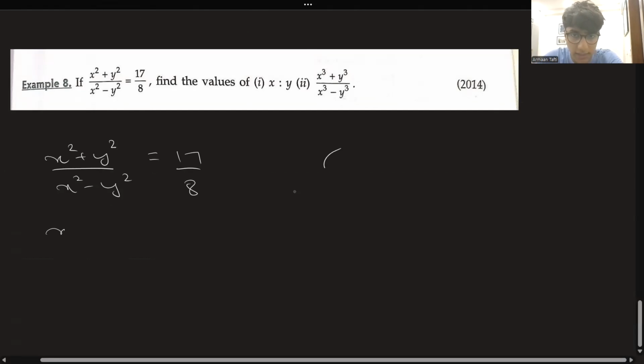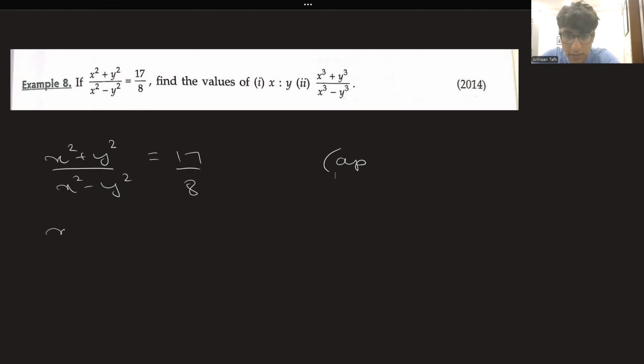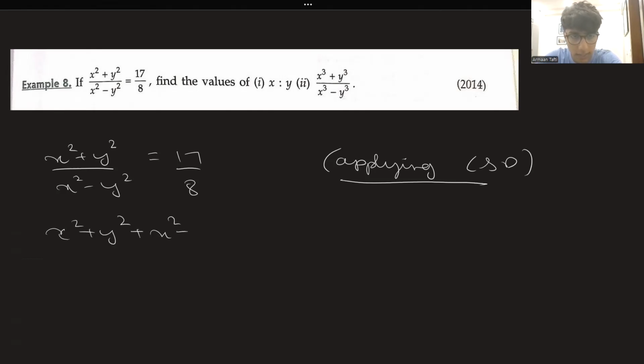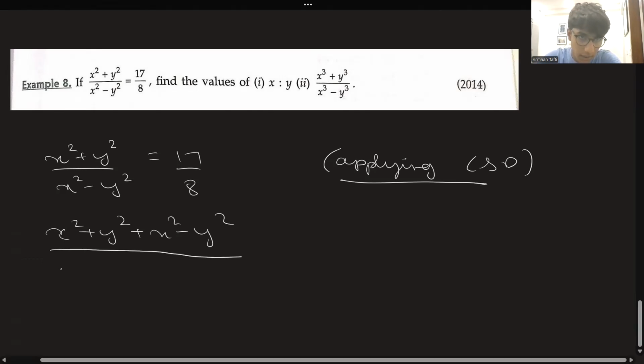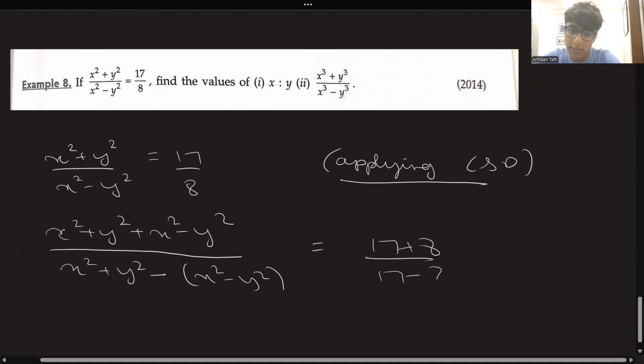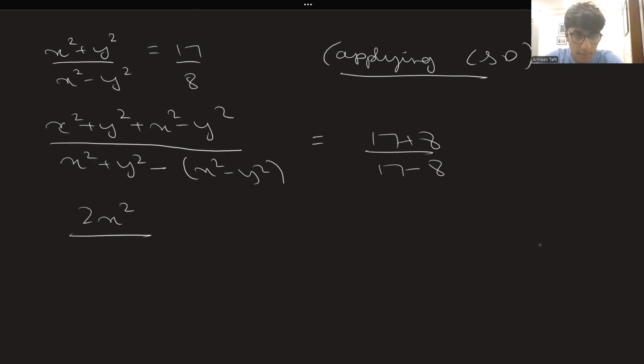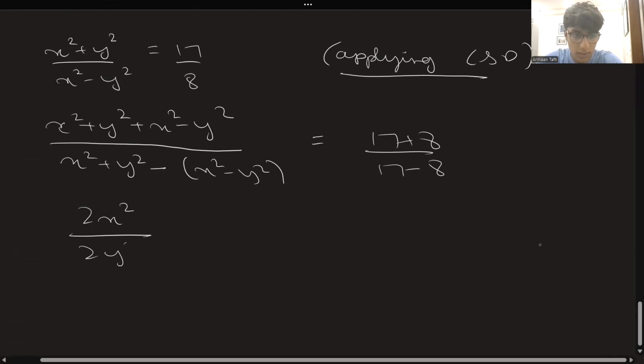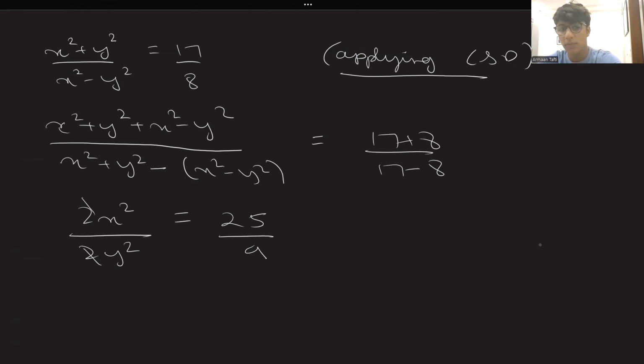So we have, applying C and D, right? X square plus y square plus x square minus y square divided by x square plus y square minus x square minus y square equals 17 plus 8 by 17 minus 8. And so that's what? 2x square in the numerator. And x square gets cancelled at the bottom. You get 2y square here equals to 25 over 9. Cancel the 2, so you get x square by y square equals 25 by 9.